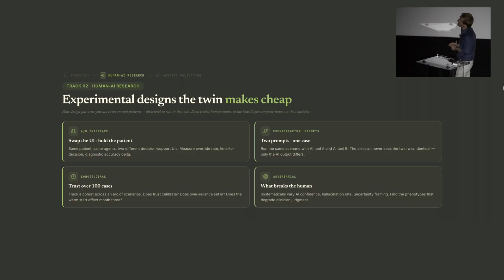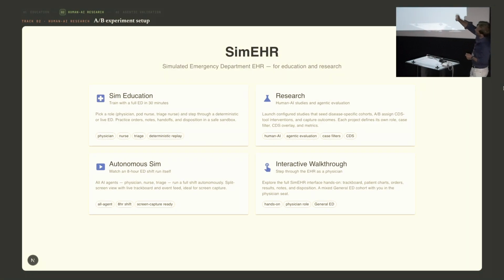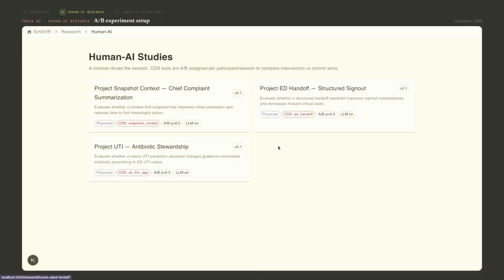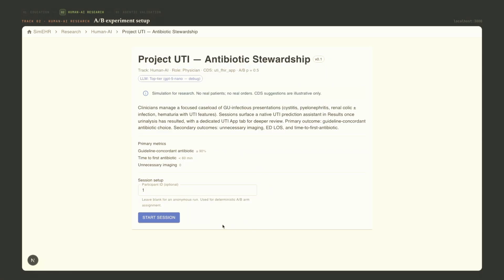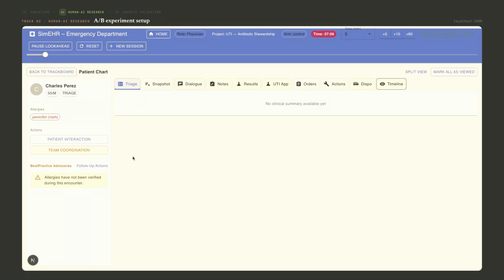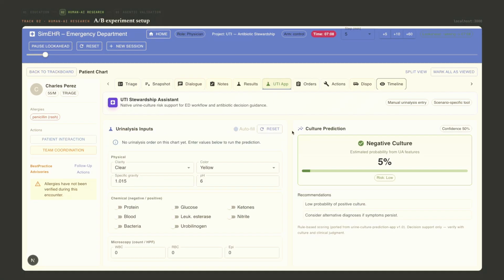And then next slide. So what does that look like if you go into just the research section really quickly? And if you just click on the human AI piece, and then just click on the antibiotic stewardship, and then just hit start session really quickly. And then if you click on just the first patient again, great, and then go over to the UTI app. So the idea behind this is that you can embed within this system an AI clinical decision support tool around urinary tract infection diagnosis.